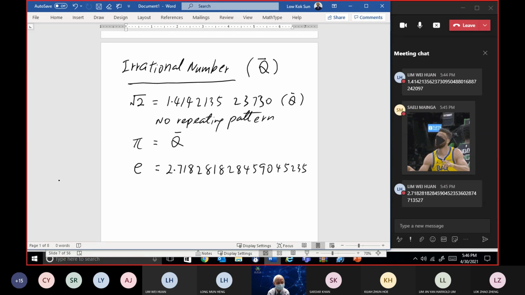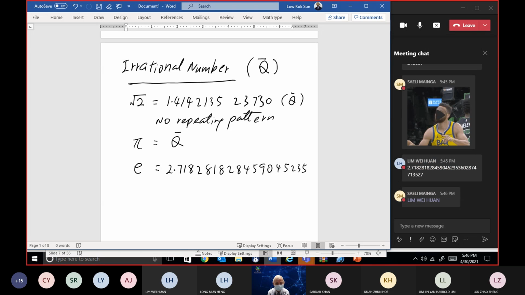2.718281828459045. Our friend got so powerful. Our calculator can show only until 10 places, but this one has so many decimal places. You see, you can't see any repeating, no pattern. Once it starts to repeat, then it's rational. So it's irrational. So this one is also irrational, and so on.